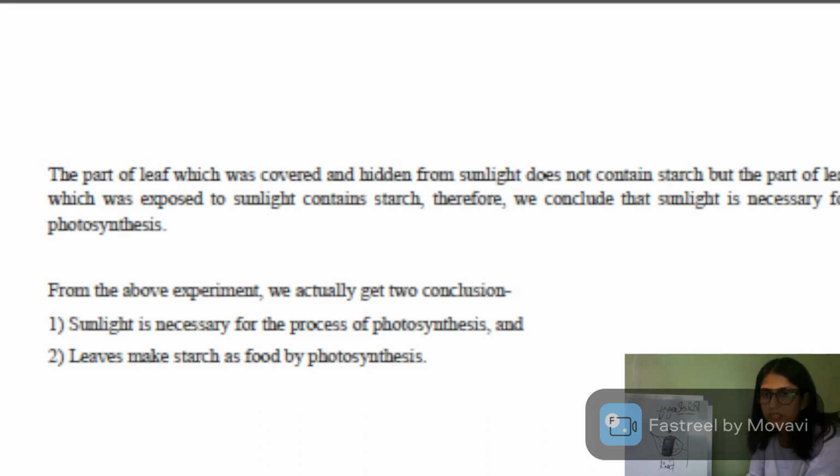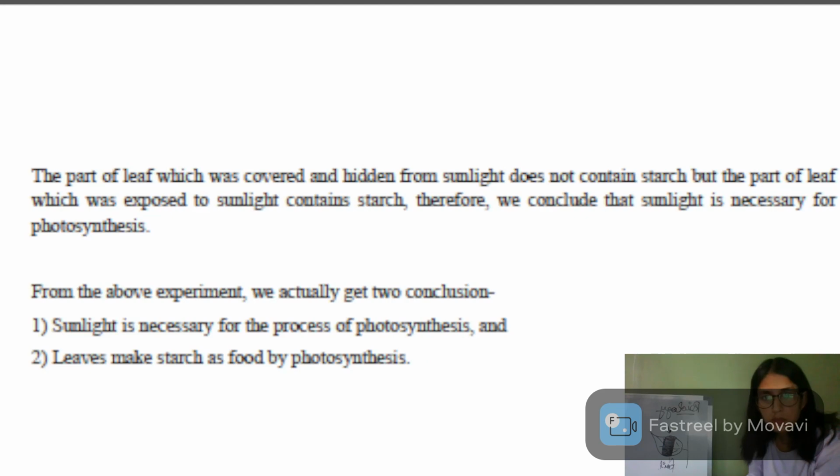Yes, the part of the leaf which was covered and hidden from sunlight does not contain starch, but the part of the leaf which was exposed to sunlight contains starch. So this experiment, done while we were covering part of the leaf with the foil, showed that the part covered with the foil was not able to form starch, which is a reserve food material present in plants, made of sugars, that is created as a process of photosynthesis.